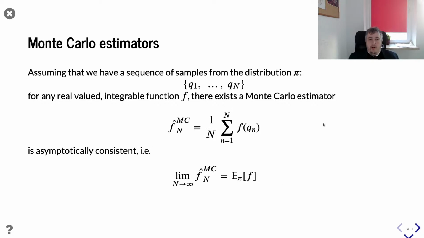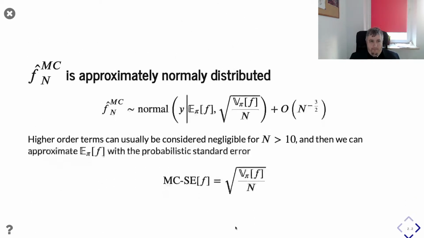For such computation, we can just estimate it by an average of those samples. Because if we get a sequence of samples from our distribution, then the Monte Carlo estimator, the mean of the values of that function in the samples we've computed, is asymptotically consistent. That is, as the number of samples grows to infinity, we will get the actual expectation of that function with respect to the probability distribution pi.